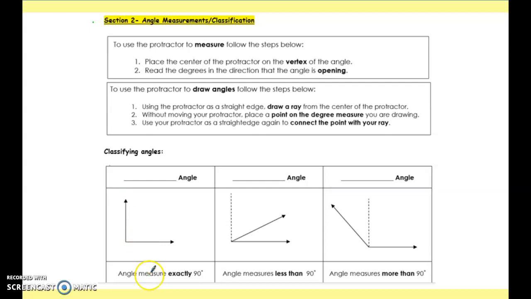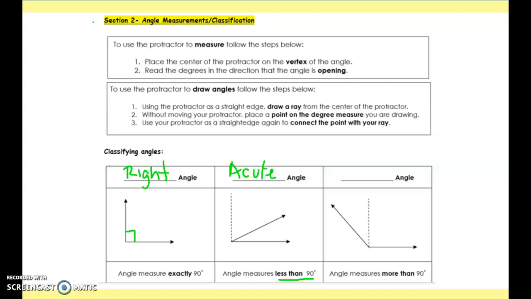So angles that measure exactly 90 degrees, sometimes they're also indicated by that little box. Those are considered right angles. And again, we compare everything to the right angle. If your angle measures less than 90 degrees, anything smaller than that is going to be an acute angle.